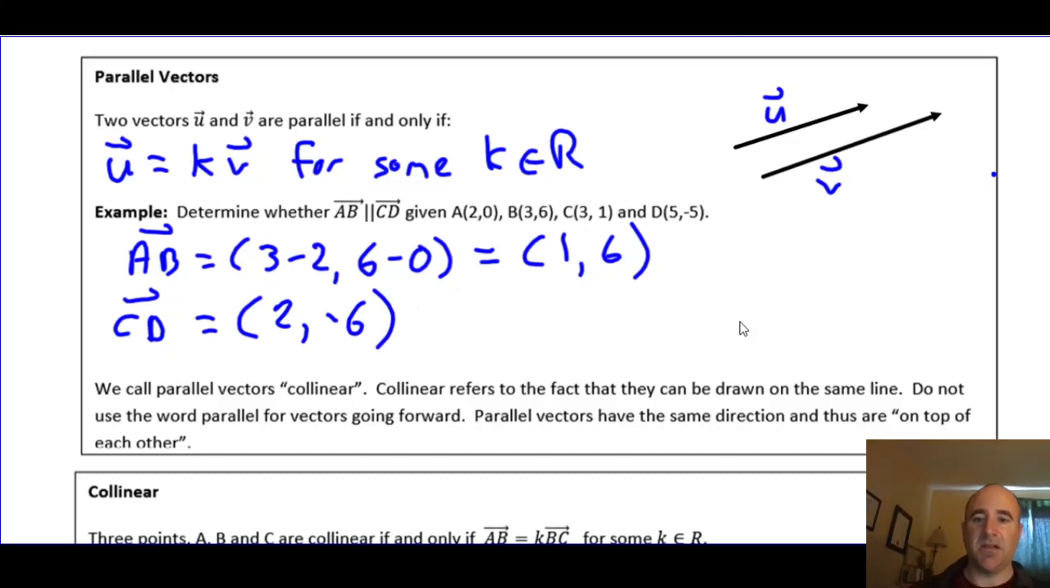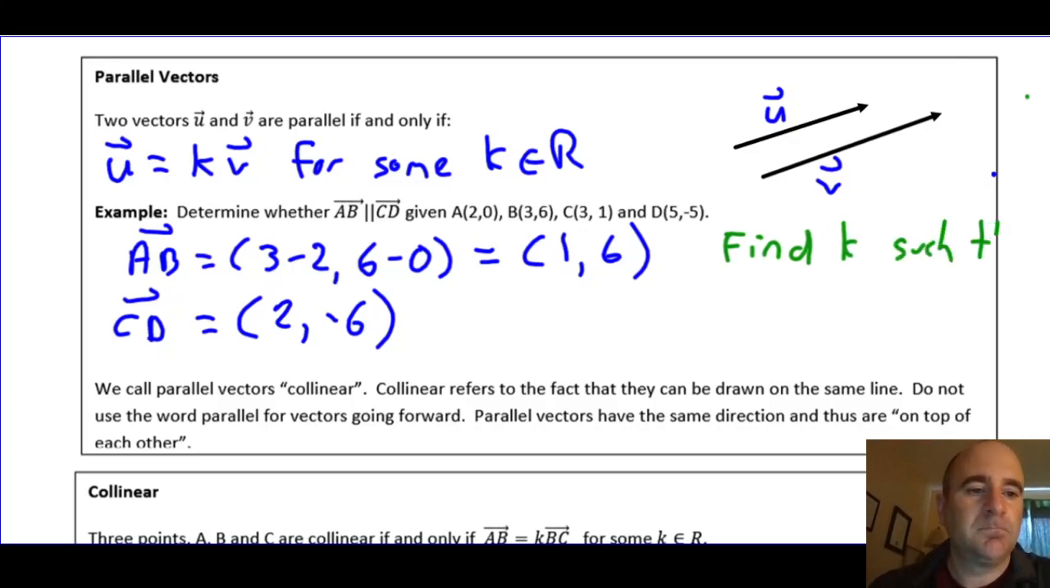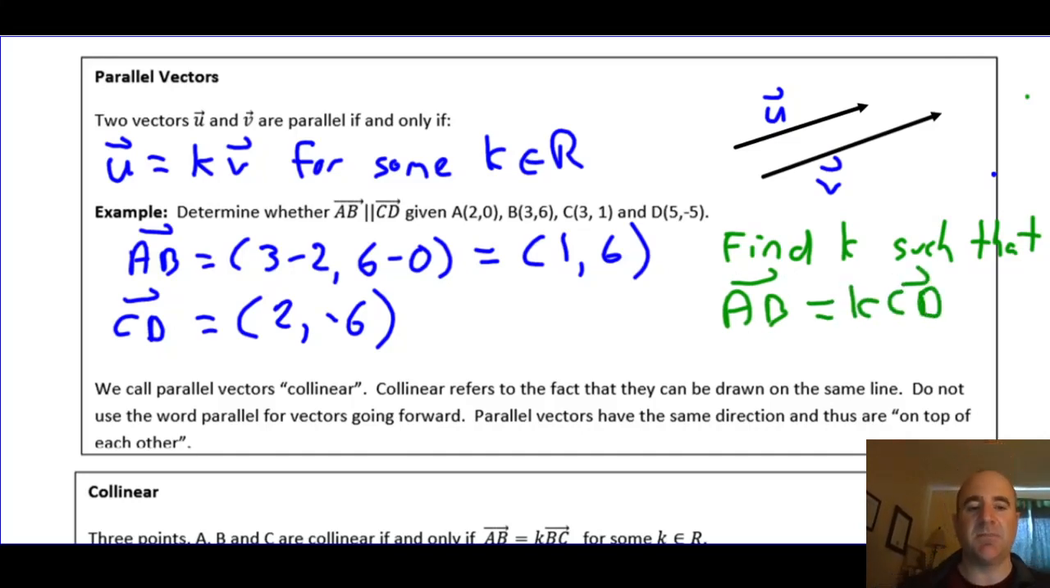Next, to determine if the vectors are parallel, we ask, is there a k such that AB is equal to k times CD? And it doesn't matter which order you do that in. It could be CD equals k times AB. It doesn't matter.